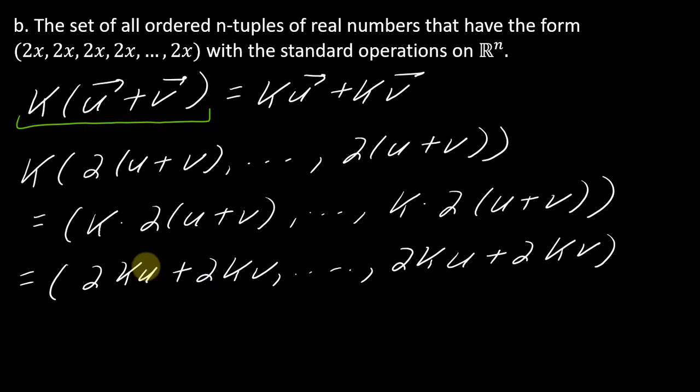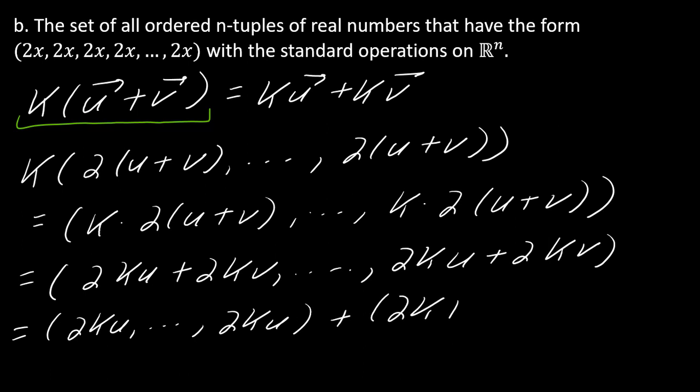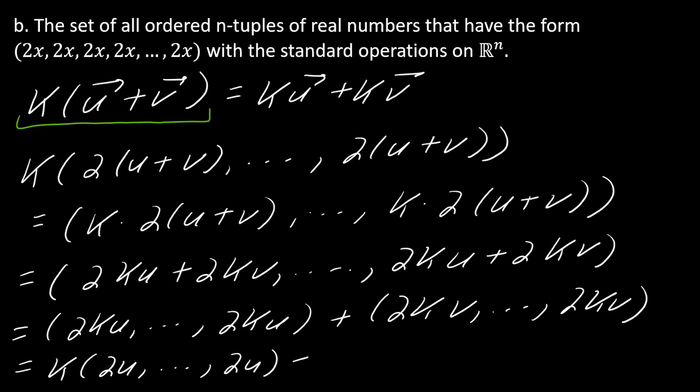So now what I'm actually going to do is break each one of these up into the u's and the v's. So I can break this up into 2ku all the way down. So I've just got the vector of the u's and then just the vector of the v's. And then I can factor the k out of all of those, like so. So 2v, 2v.